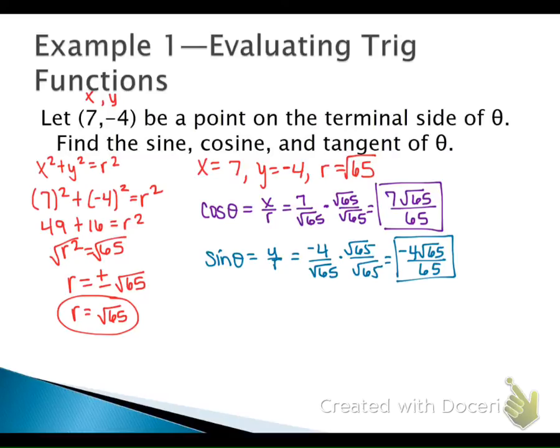And then finally, last but not least, it tells us to find tangent of theta. Remember, tangent is y over x. In this case, y is -4, x is 7. Can't do anything else with it. So there's our tangent of theta.